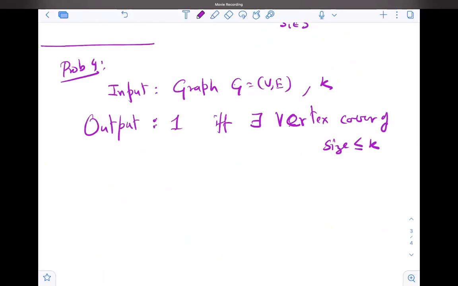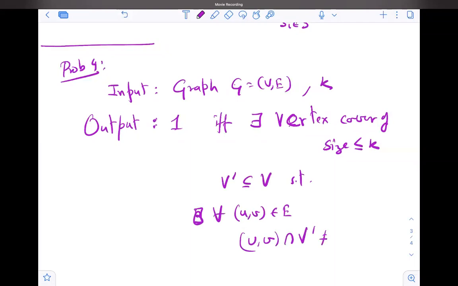Okay. Now what is the vertex cover? A vertex cover is a subset V prime of V such that for all edges (u, v) in the edge set, either u or v must be in V prime. So {u, v} intersection V prime is not equal to empty.